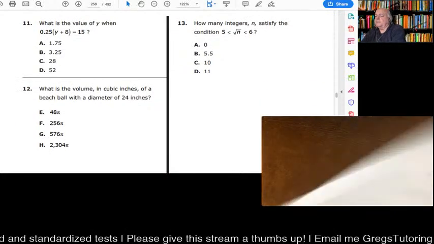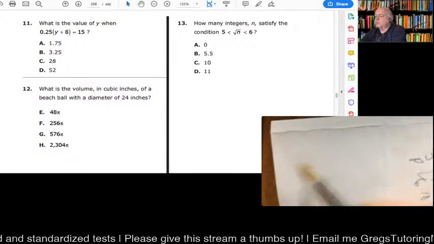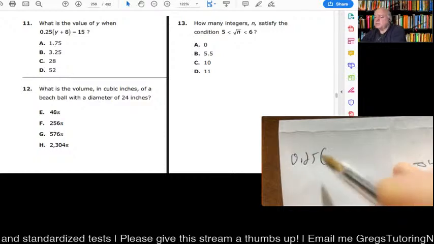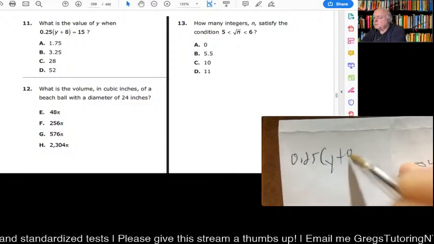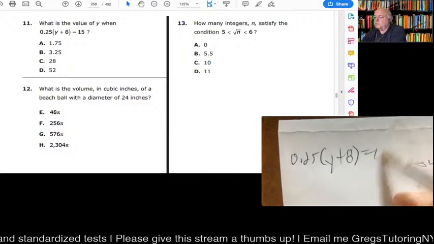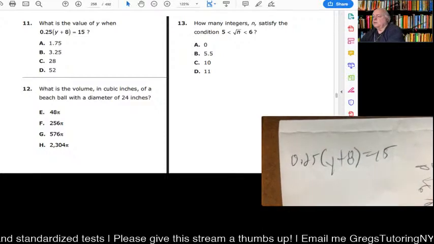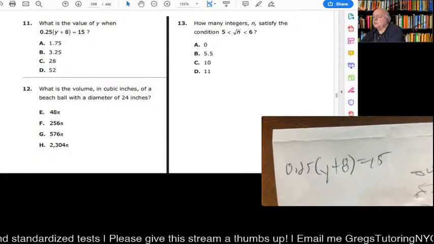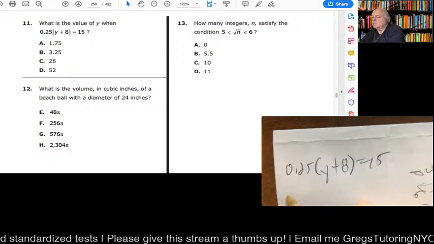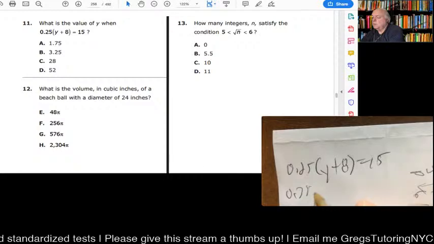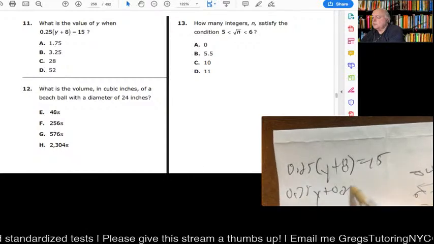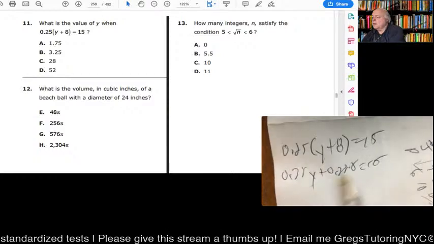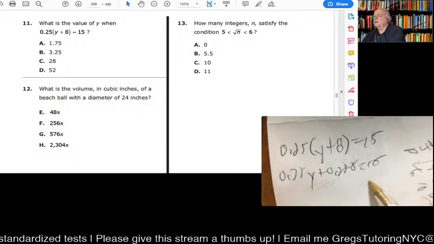Okay, 11 is we have 0.25 times y plus 8 equals 15. All right, so what we need to do is do our normal distribution property. So most kids are going to do the 0.25 y plus 0.25 times 8 equals 15. And this starts going down a rabbit hole because we have ugly math.